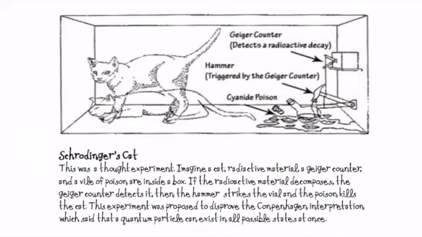Schrödinger's cat was a thought experiment. Imagine a cat, a radioactive material, a Geiger counter, and a vial of poison are inside of a box. If the radioactive material decomposes, then the Geiger counter detects it, then the hammer strikes the vial and the poison kills the cat. This experiment was proposed to disprove the Copenhagen interpretation, which said that a quantum particle can exist in all probable states at once.